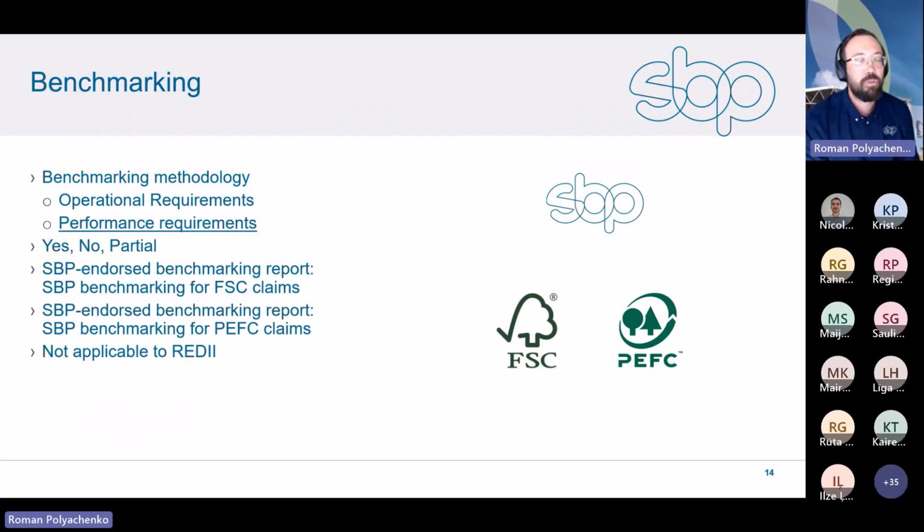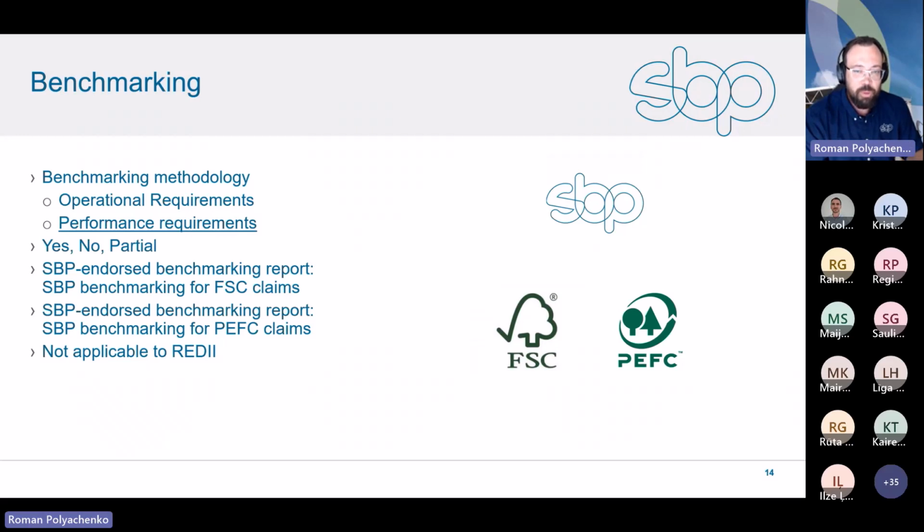We expect that the methodology and FSC and PFC benchmarking reports should be ready by the effective date of 10th of August. So as soon as these are finalized, we will publish them on our website and inform all stakeholders.